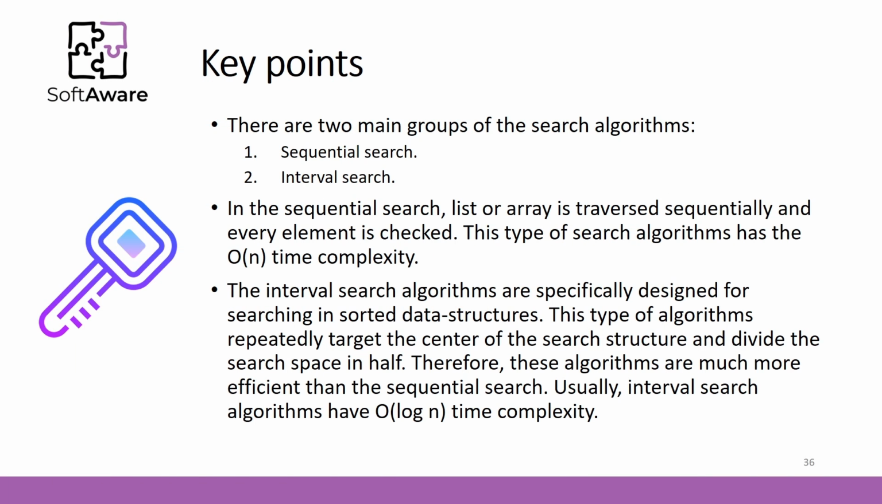The key points of this lecture would be the following. There are two main groups of search algorithms: sequential search and interval search. In the sequential search, a list or array is traversed sequentially and every element is checked. This type of search algorithm has O(n) time complexity. In the interval search, algorithms are specifically designed for searching in sorted data structures. This type of algorithms repeatedly targets the center of the search structure and divides the search space in half. Therefore, these algorithms are much more efficient than the sequential search.